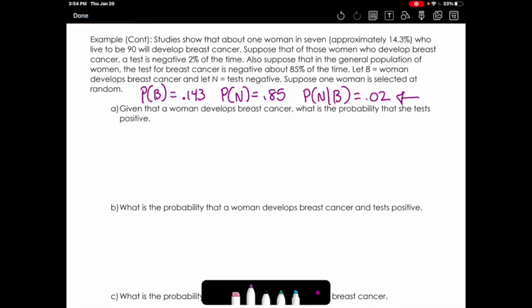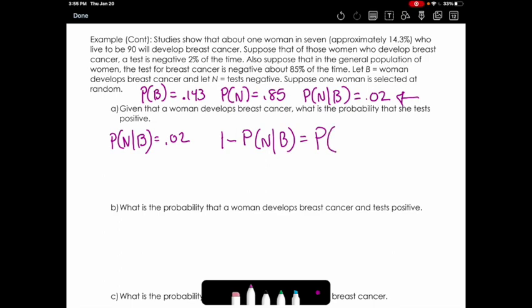And so in part A, it says, given that a woman develops breast cancer, what is the probability that she does test positive? So we know that the probability that someone tests negative, given that they have breast cancer, is a 0.02 chance. So if we want to figure out the complement of that, what is the probability that someone tests positive given that they have breast cancer? That's the opposite of what we have here. So that's the complement, which would be 1 minus the probability that someone tests negative given that they have breast cancer.